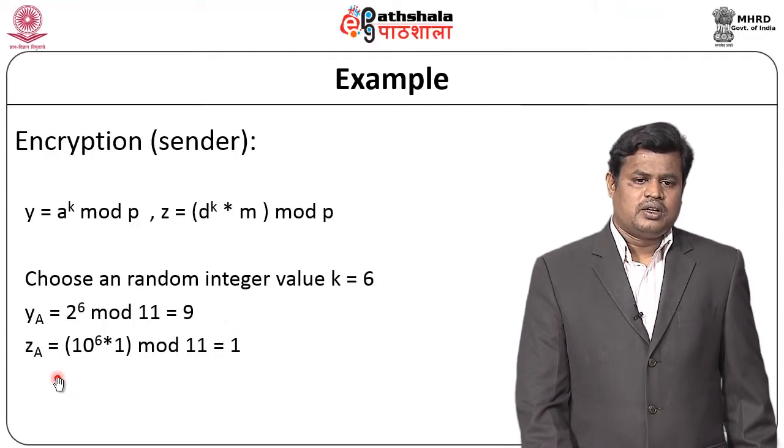Now it is going for encrypting the letter A, that is plain text A equal to 1. So, 10 to the power 6 into 1 mod 11 gives you Z A, that is nothing but C2.